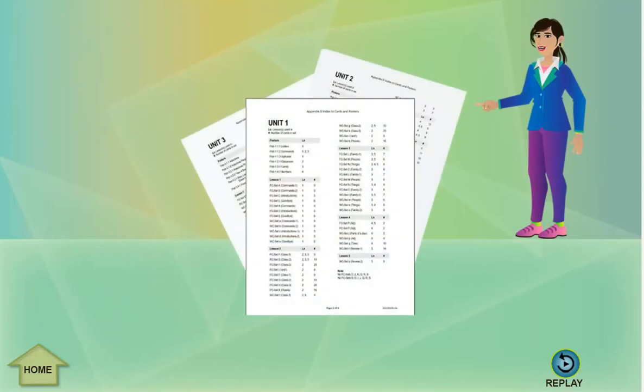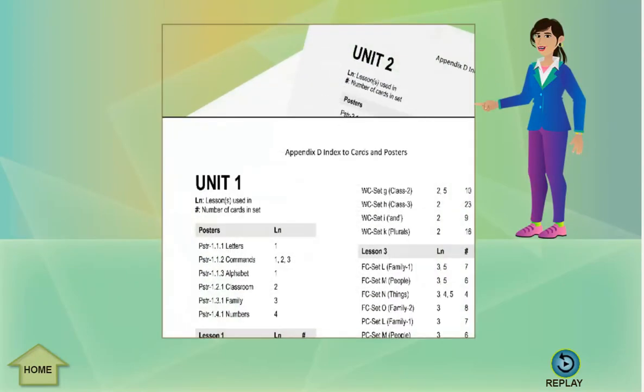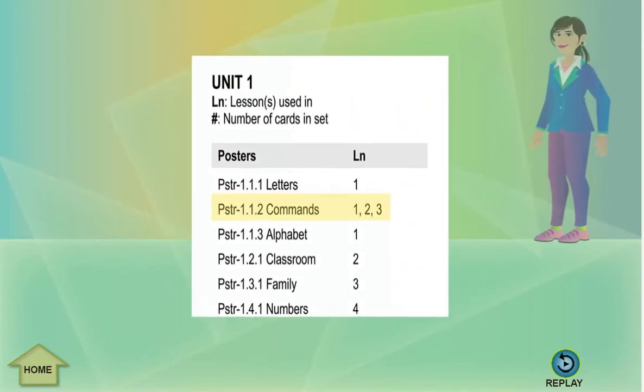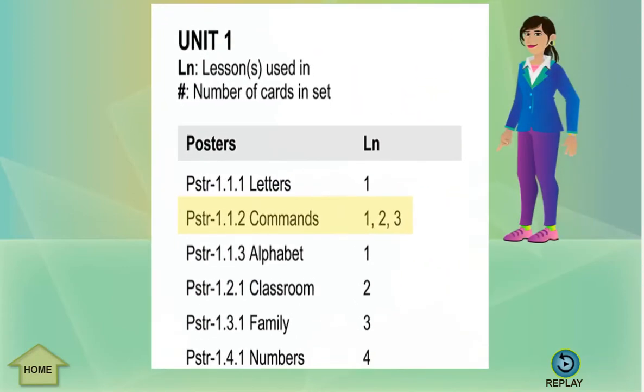The posters and cards used for all three of the ALC Fundamentals course units are listed in Appendix D of the instructor text. LN indicates which lesson the materials will be used in, and the number sign represents how many cards are in a set. Some posters and card sets will be used in more than one lesson. In this example, the poster set 1.1.2 commands will be used in lessons 1, 2 and 3.